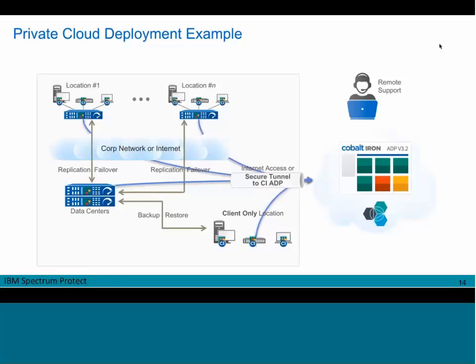I've worked with a lot of large companies that might have some remote Spectrum Protect servers, and they're usually 4 to 5 years behind on the release level. With Cobalt Iron solution, they're going to be up to date and leveraging the greatest capabilities and latest fixes. And then private cloud, just another option on the architecture.